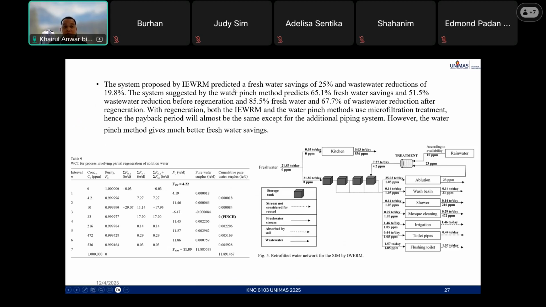The system proposed by IEWRM predicted a fresh water saving of 25% and wastewater reduction of 19.8%. The system suggested by the water pinch method predicted 65.1% freshwater saving and 51.5% wastewater reduction before regeneration, and 85.5% freshwater saving and 67.7% wastewater reduction after regeneration. So with the regeneration, both the IEWRM and the water pinch method use microfiltration treatment, hence the payback period will almost be the same, except for the additional piping system.